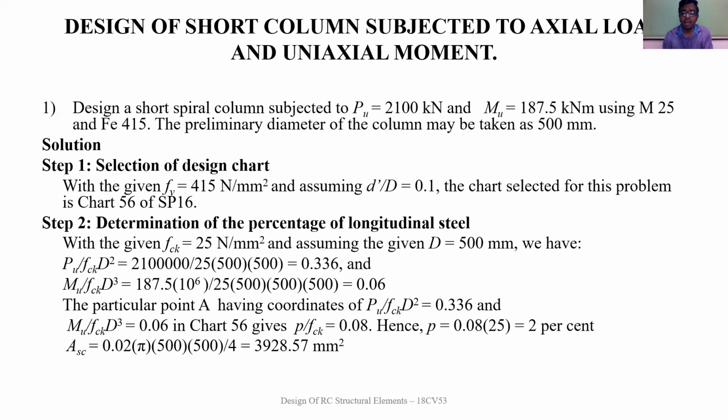And the number of bars, we can place any number of bars uniformly throughout, but not less than 8 numbers in rectangular section and not less than 6 members. By keeping these approximations in mind, we'll be moving ahead for the design of a short spiral column subjected to an axial load of 2100 kilonewton and a moment of 185 kilonewton meter.